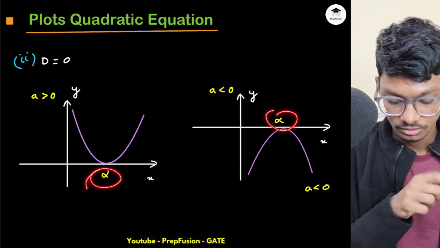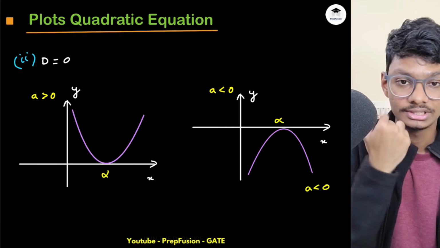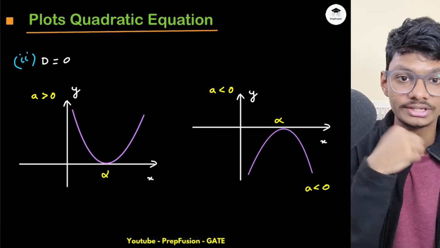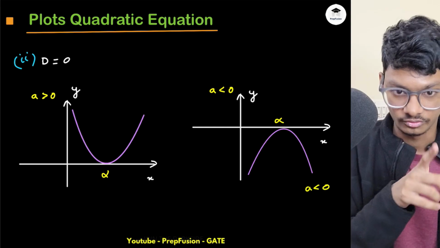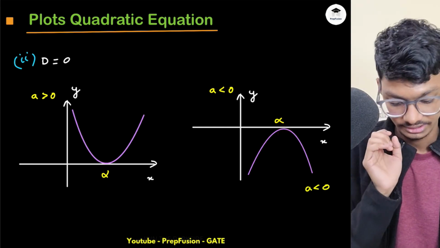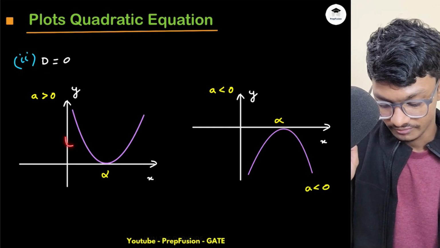So I will get only one root visible, basically equal roots. I will always get two roots, but those are equal. So I will see only one root over here, and it will be touching my x-axis here, right? And this is concave upwards and concave downwards.